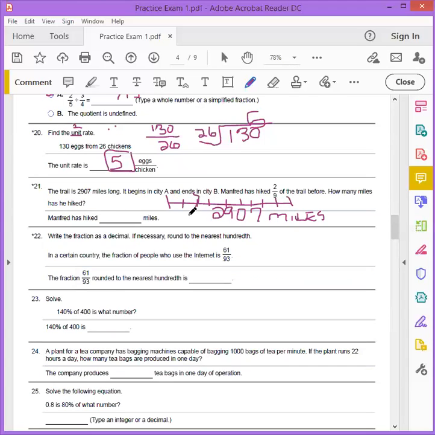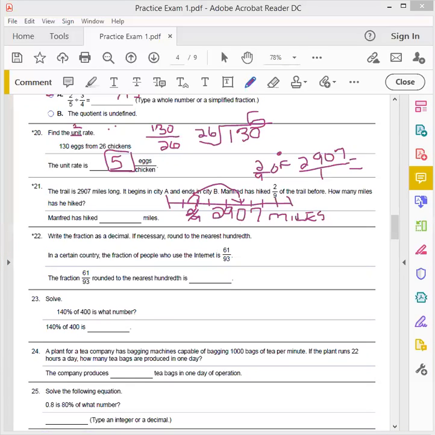So if he hiked 2/9 of the trail, to determine how many miles he's hiked, we take 2/9 of 2,907. That word of means that we're multiplying. So we're multiplying 2/9 times 2,907. We changed that 2,907 to a fraction by placing it over 1.